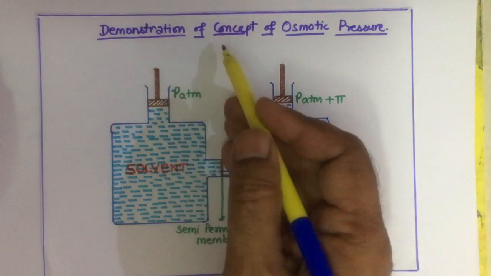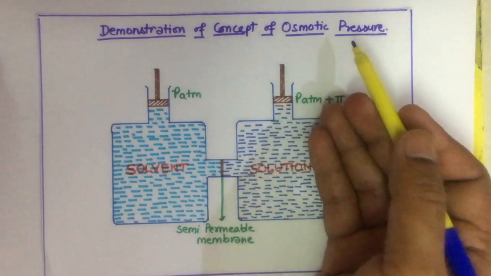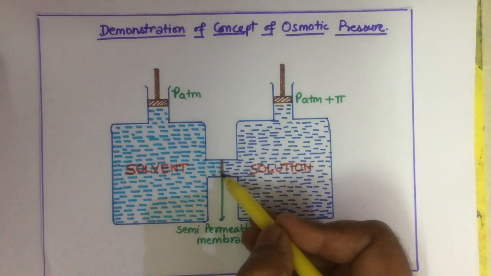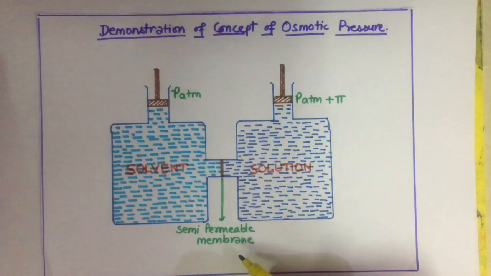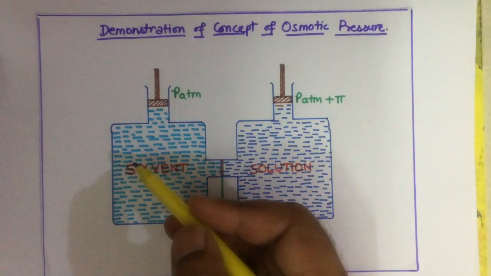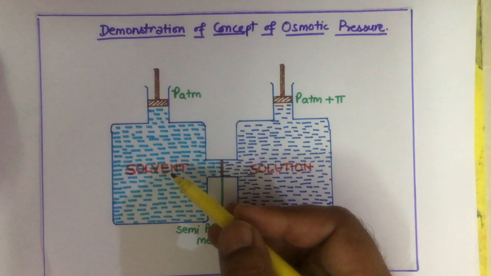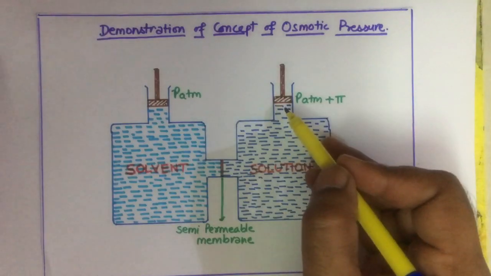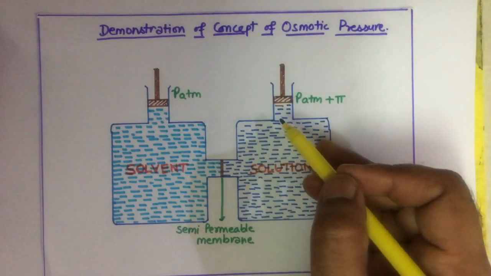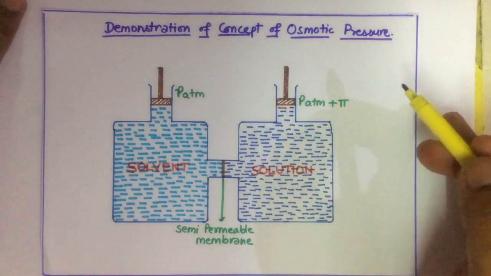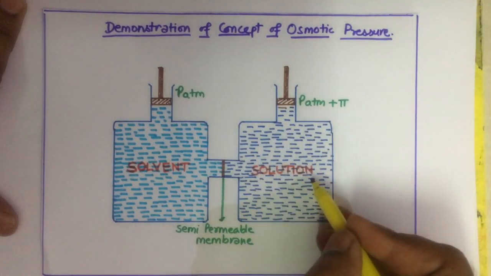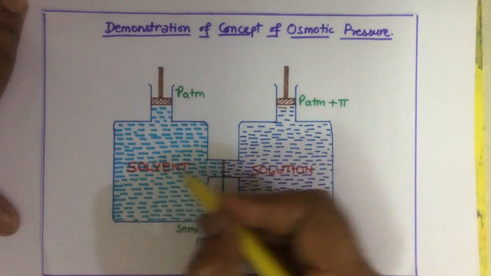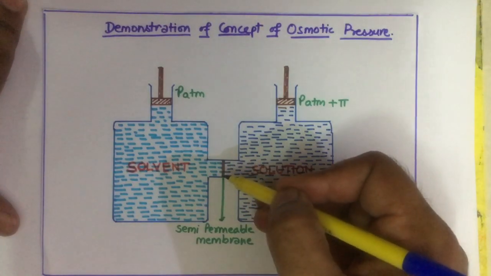So, demonstration of the concept of osmotic pressure. Now consider two vessels connected by a semi-permeable membrane. This is the semi-permeable membrane, and these two compartments are fitted with watertight frictionless pistons. There is this piston and this piston. These pistons are watertight, frictionless, weightless pistons. Now let's take a sugar solution in one compartment. This compartment contains the sugar solution, and pure water is in the other compartment. There is a solvent in this solution, and the two compartments are separated by a semi-permeable membrane.